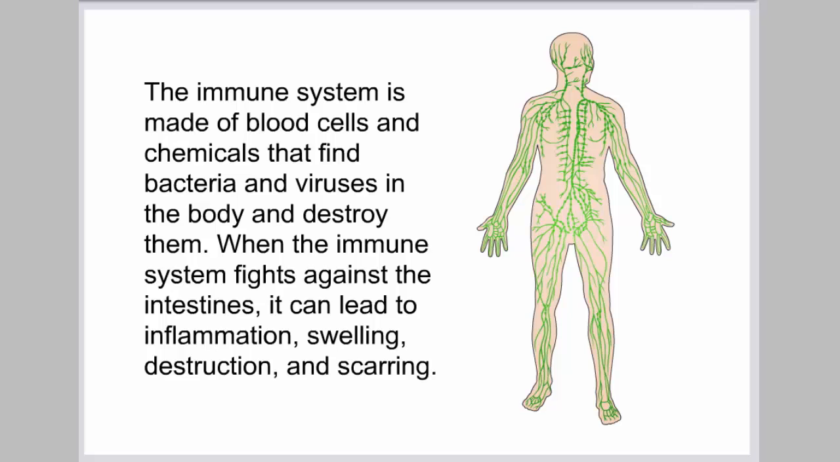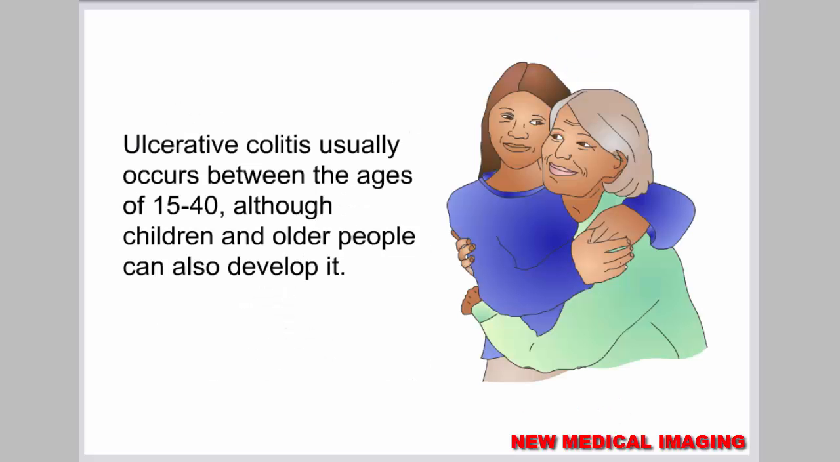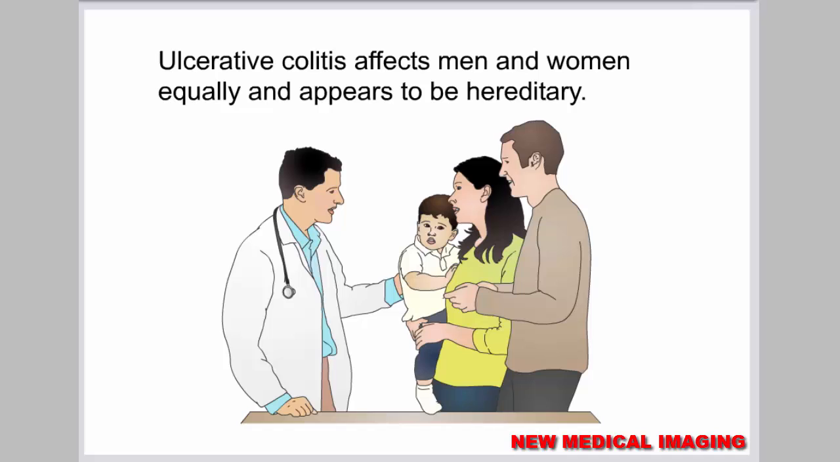The immune system is made of blood cells and chemicals that find bacteria and viruses in the body and destroy them. When the immune system fights against the intestines, it can lead to inflammation, swelling, destruction, and scarring. Ulcerative colitis usually occurs between the ages of 15 and 40, although children and older people can also develop it. Ulcerative colitis affects men and women equally and appears to be hereditary.